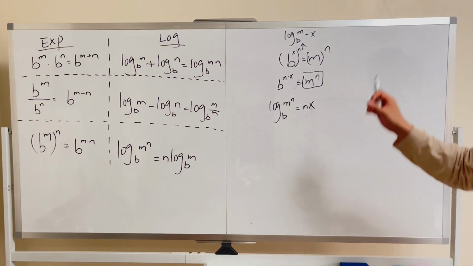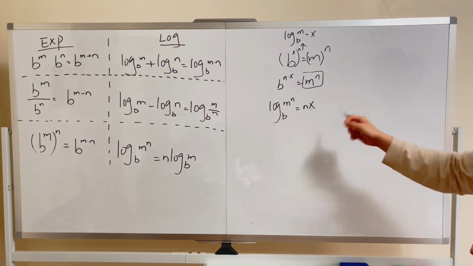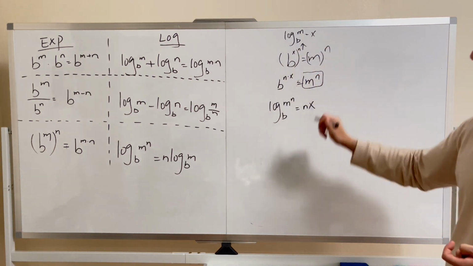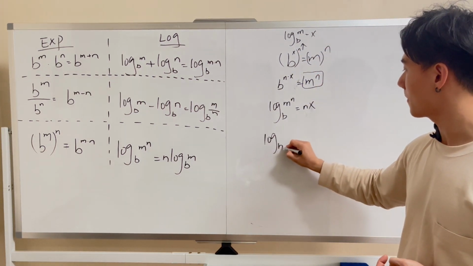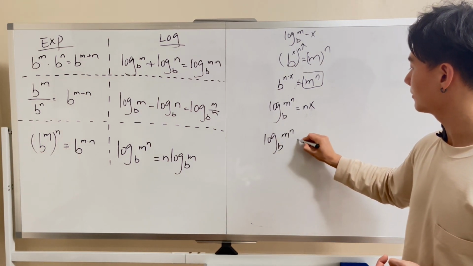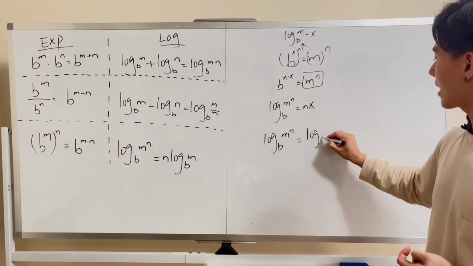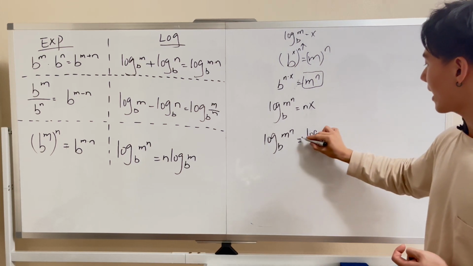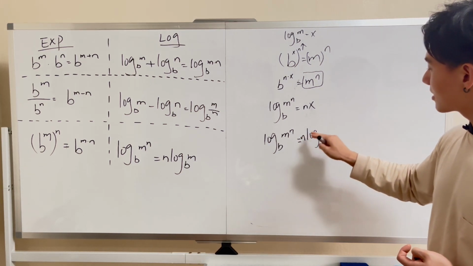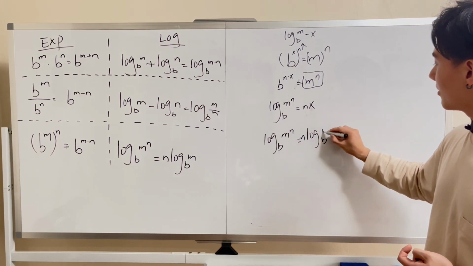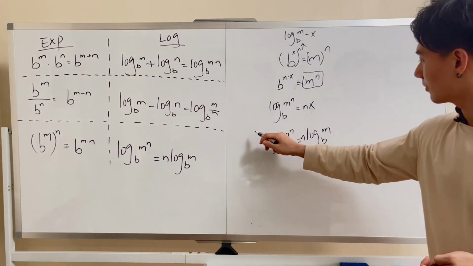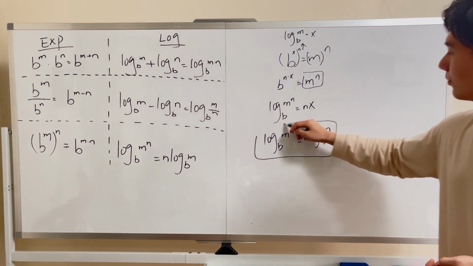Now remember, what is x? If we substitute, we're going to have n times log base b of m. And there we go.